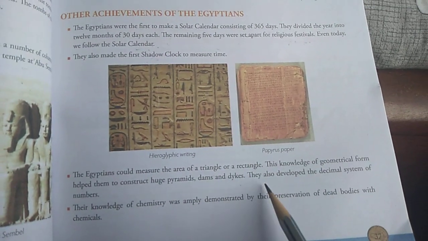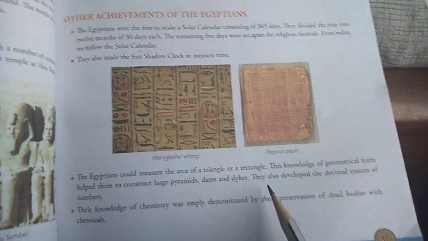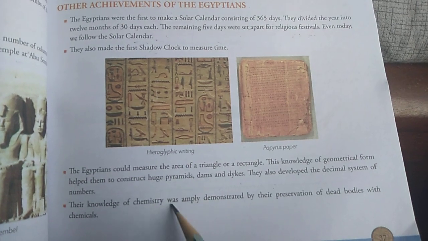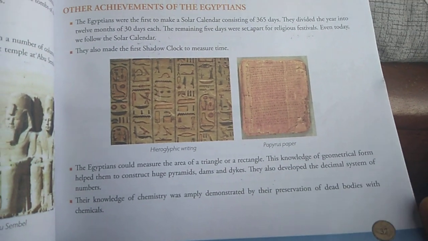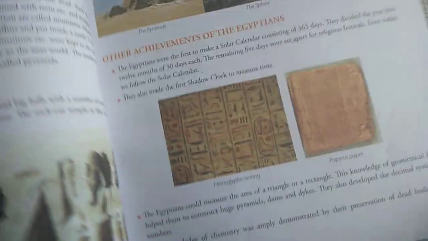So how they made the cone and the triangular point, that is what the engineering skill shows. They also developed a decimal system of number. Their knowledge of chemistry was amply demonstrated by the preservation of dead bodies with the chemical. So the mummy is one of the examples of how they kept the body for a longer period, which showed they had a knowledge about chemistry, the chemical compound.